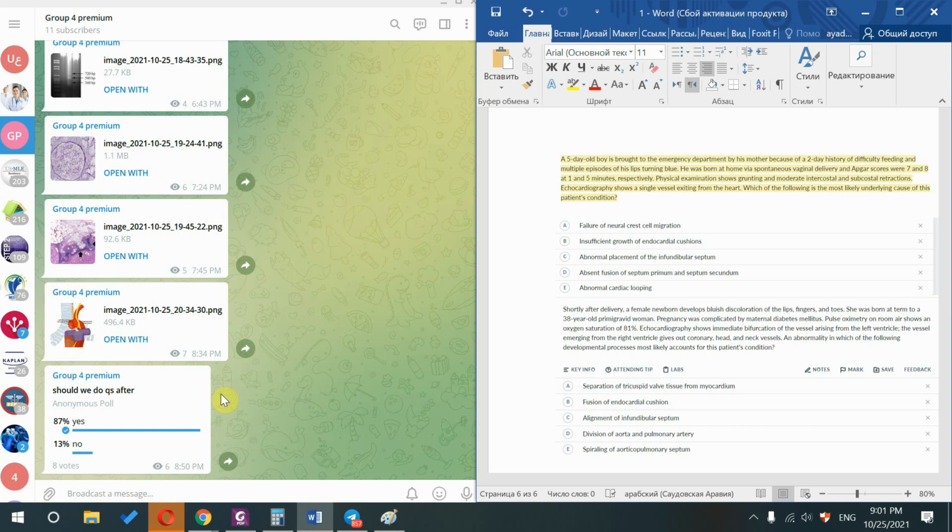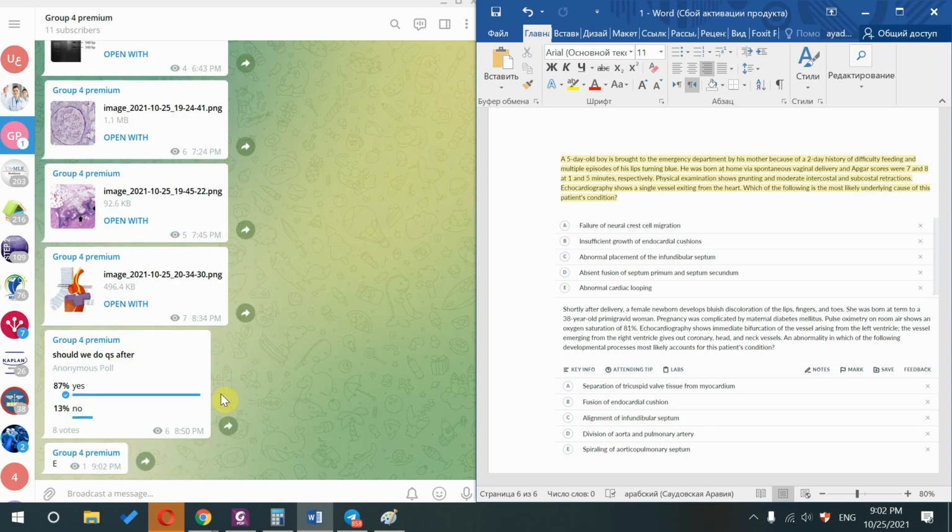He's 5 days old and already has cyanosis, early cyanosis. He was born at home via spontaneous vaginal delivery with an Apgar score of, not important. Physical examination shows grunting and moderate intercostal and subcostal retraction. So he's in respiratory distress, he has early cyanosis, and echocardiography shows a single vessel exiting from his heart.